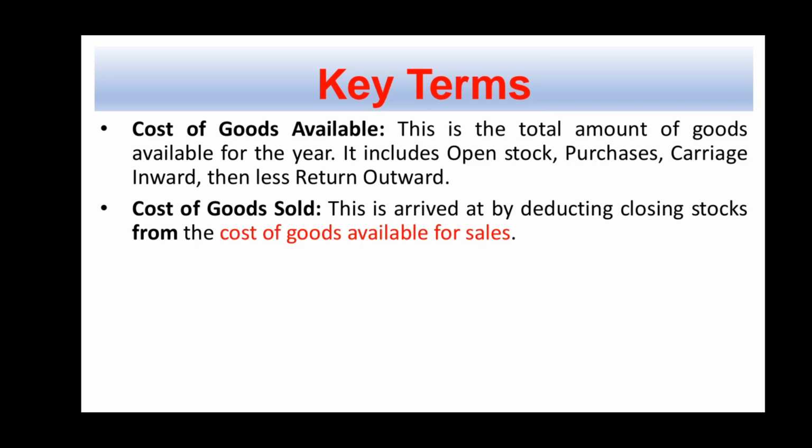That is, when we have the cost of goods available for sale at the end of the year, the amount of goods that remain in the store when the business is closing for the year, we call that closing stock. When we remove that closing stock from the total amount of goods that we have in the business for the year, what we have at that time is what we call cost of goods sold.